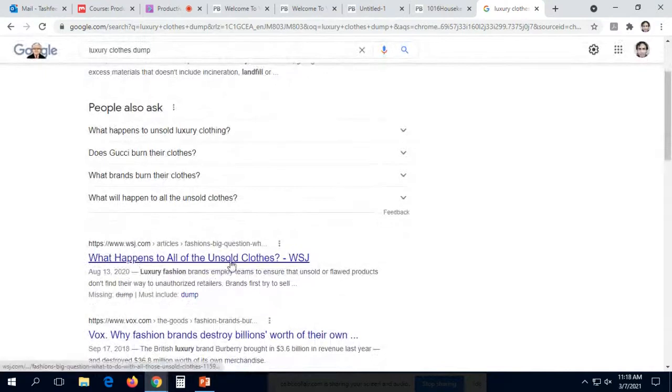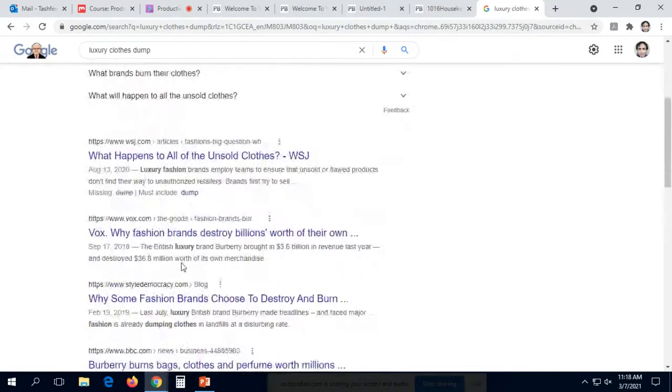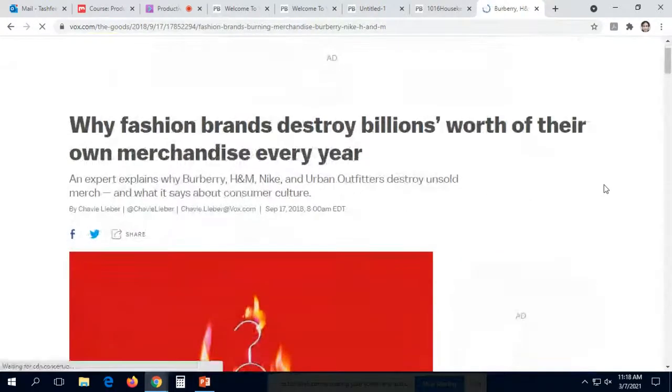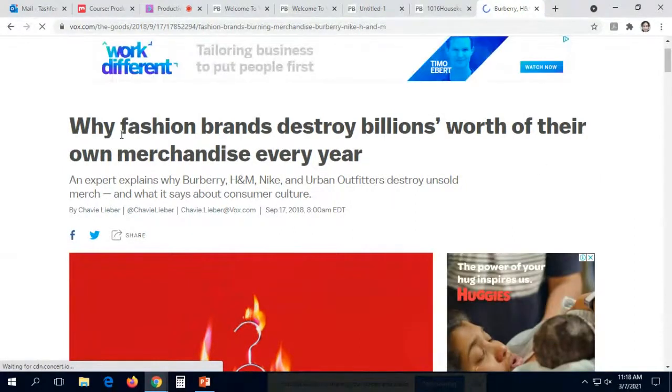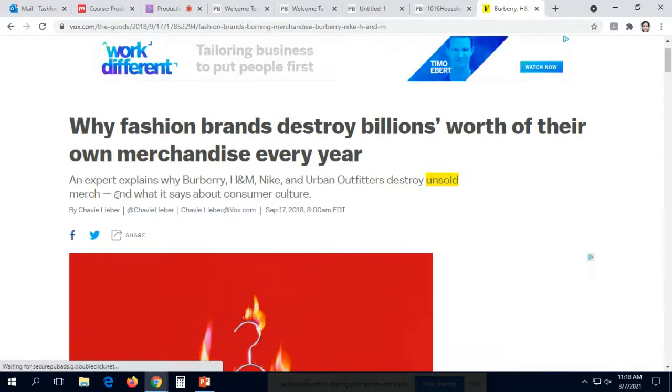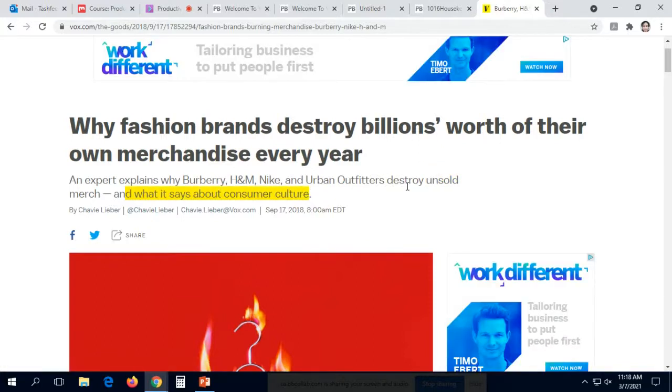What happens to all of the unsold clothes? Why do fashion brands destroy billions worth of their own merchandise? Very interesting. Very good. Well, not very good. It's sad, but I'm saying very good because I found what I was thinking. Why fashion brands destroy billions worth of their own merchandise every year? An expert explains why Burberry, H&M, Nike, Urban Outfitters destroy unsold merchandise and what it says about customer culture.